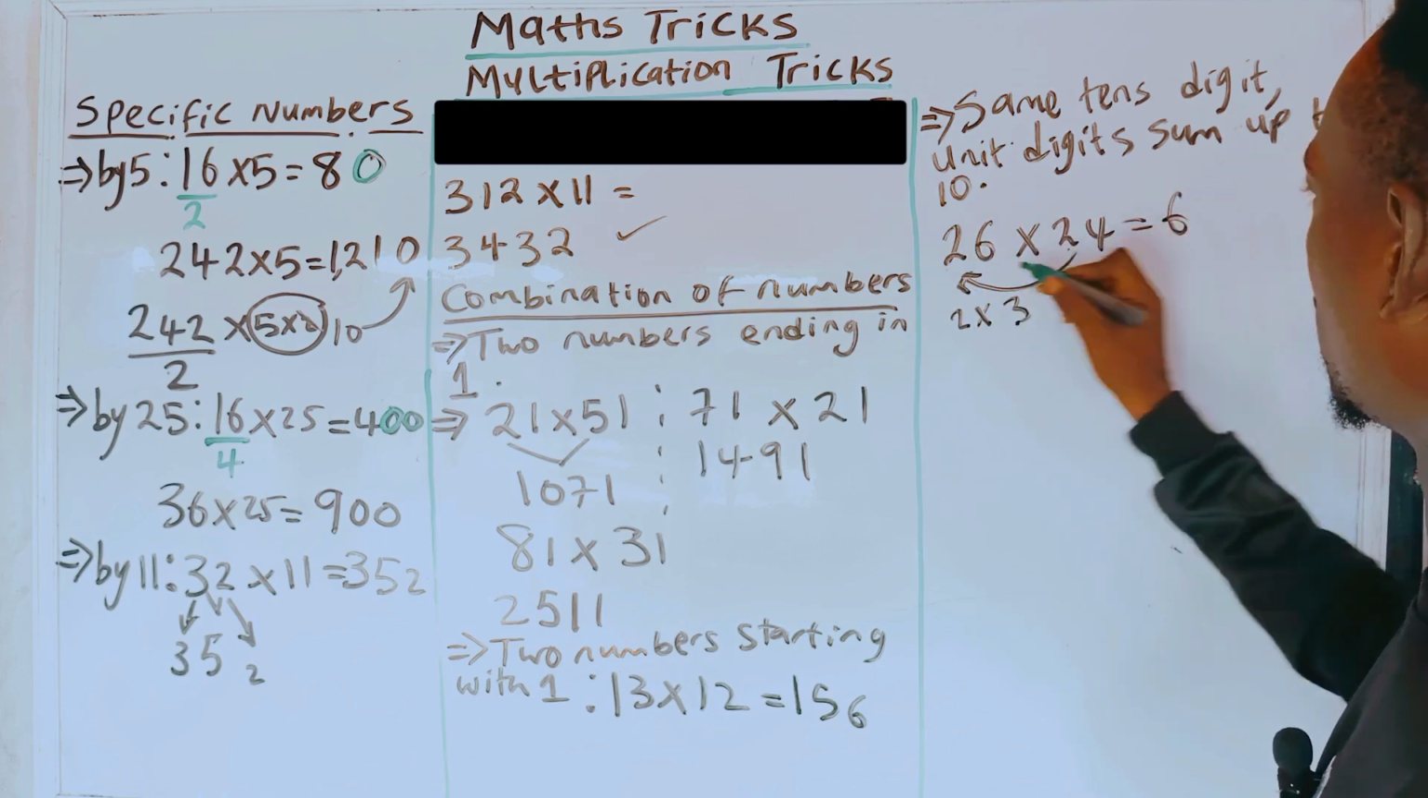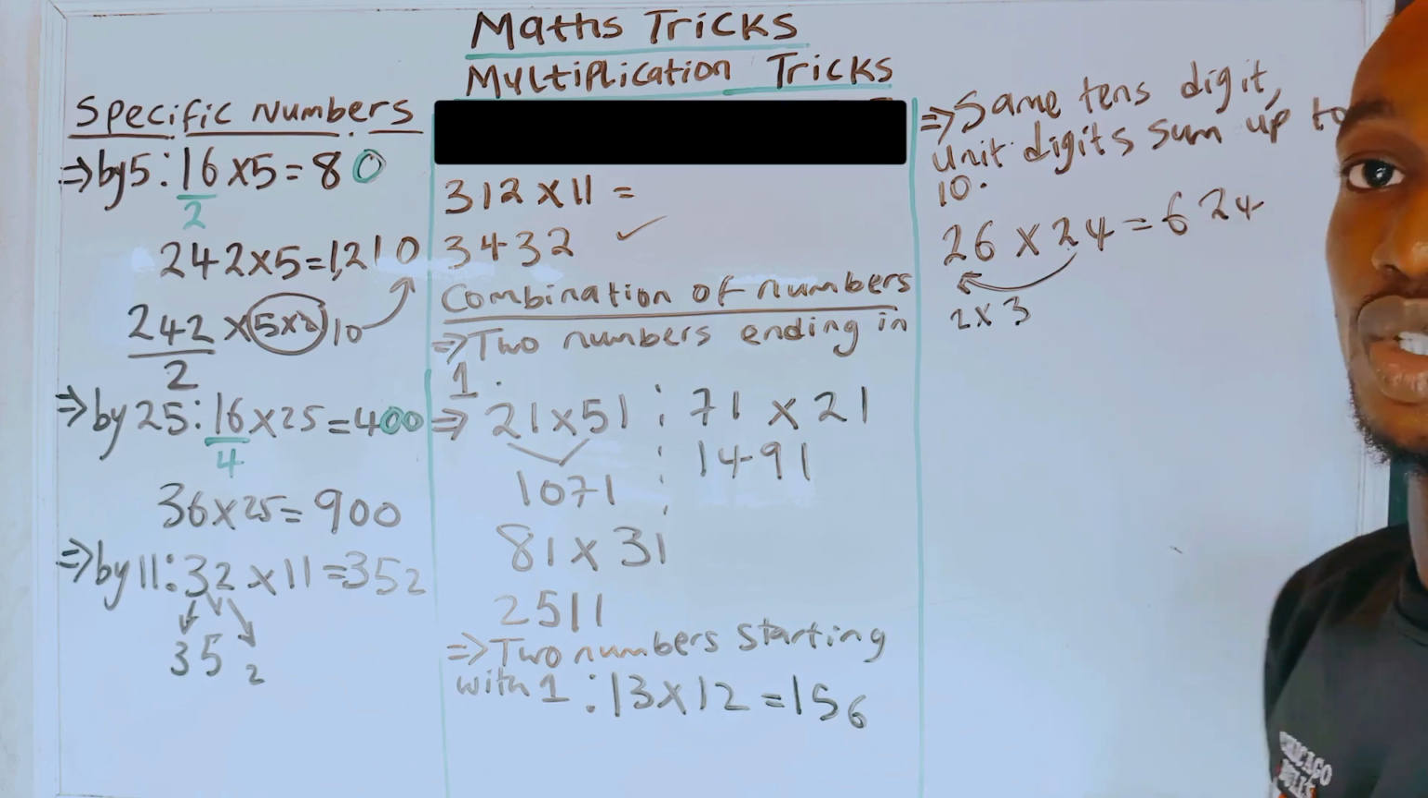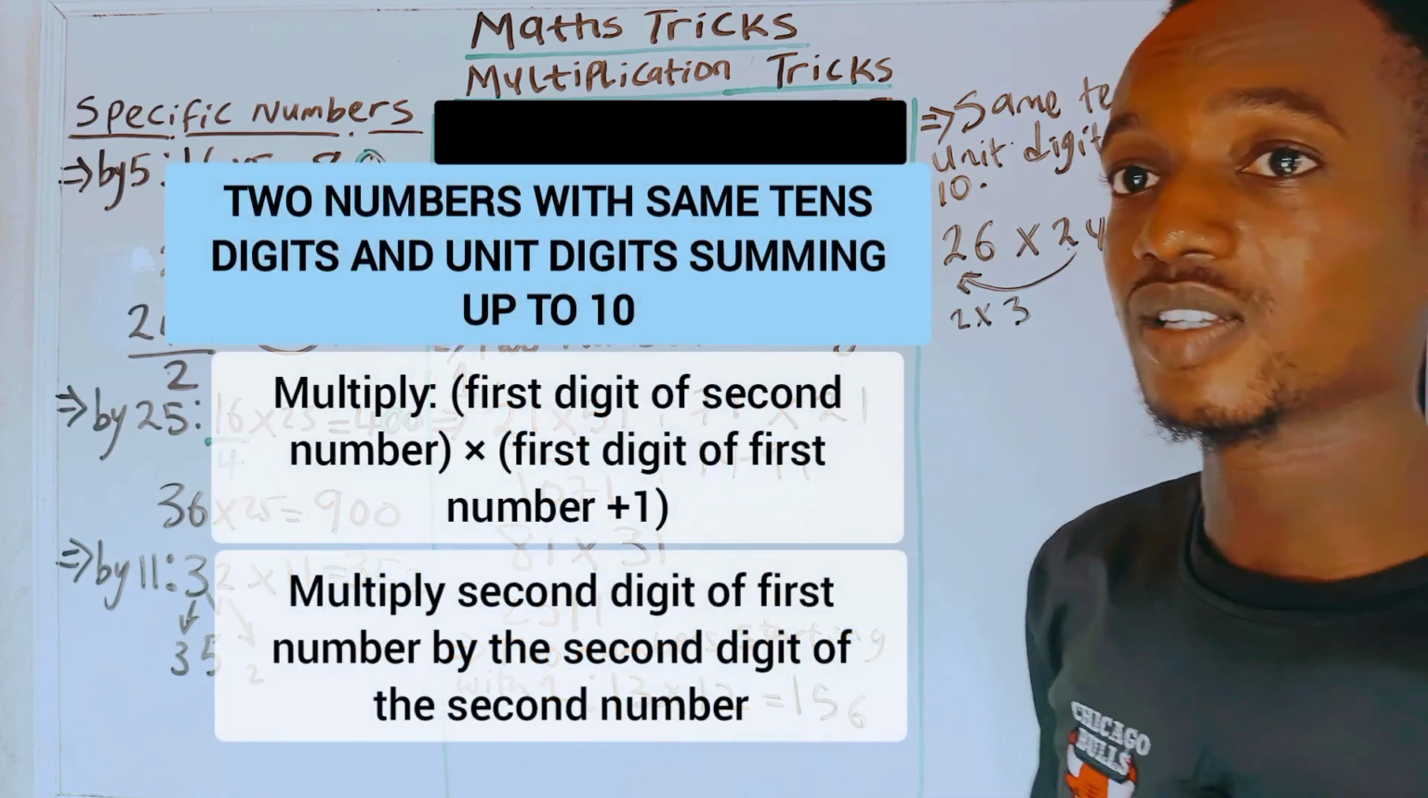That's 6. Then 6 times 4 is 24. That's 624. It's very, very simple. Yes, with practice, it's very, very simple.